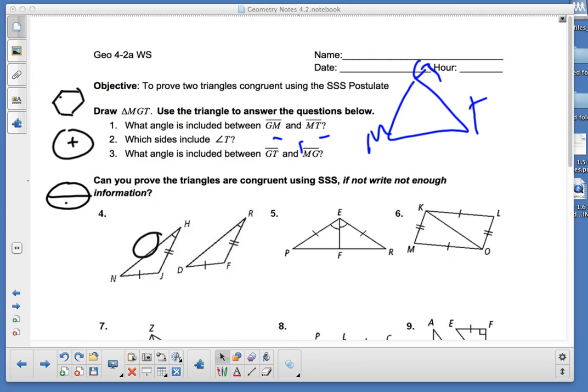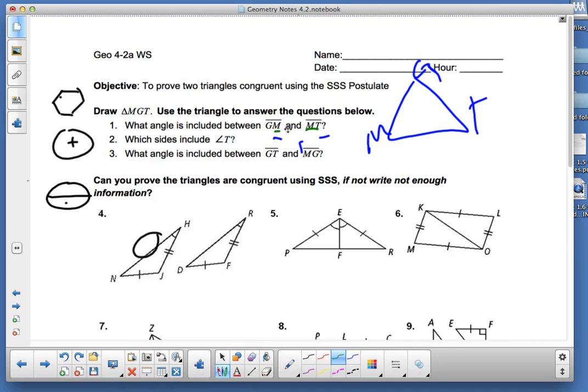So in today's correction, I'm hoping that you've got this all done, and it's like watching the video. How did you do? Ooh, do you really want to do it that way? Let's make the change. So in number one, what angle is included between segment GM and segment MT? It should be angle M. And in all honesty, it's because that's the repeated letter.